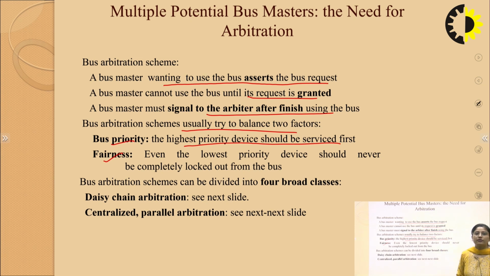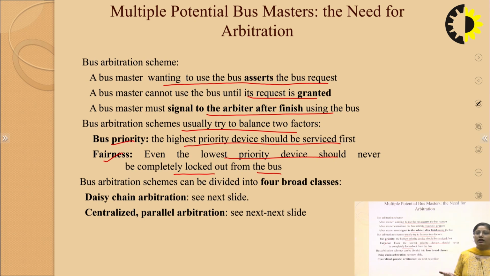Next is fairness. What is the meaning of fairness? The device that has the highest priority will be given service first, but there can be a device that never gets the highest priority, so it will never be serviced. Fairness will work on that part. Even the lowest priority device should never be completely locked out from the bus. It will wait for its turn. It will never be locked out.